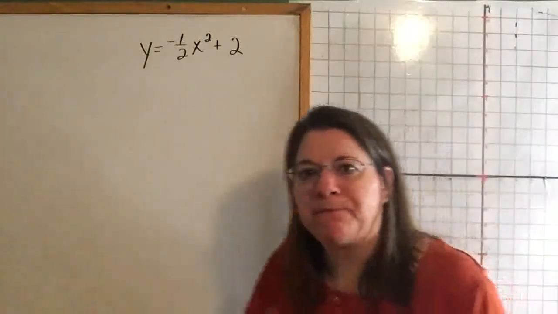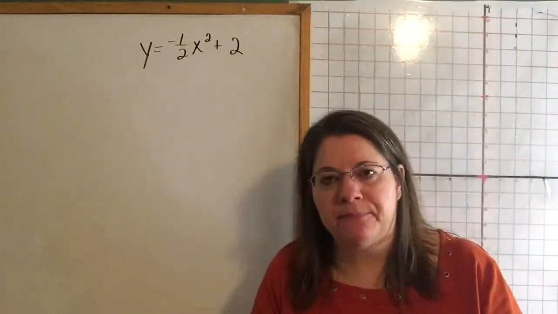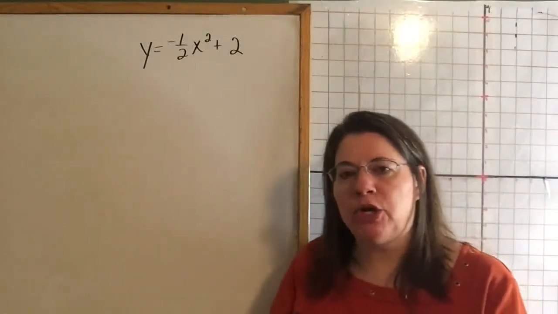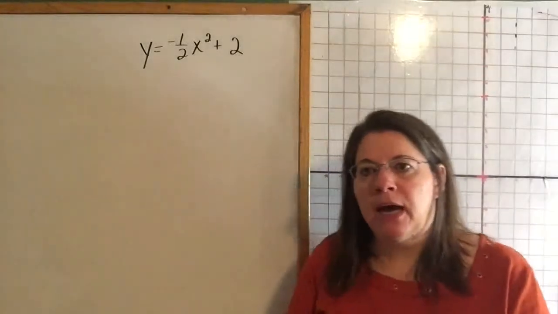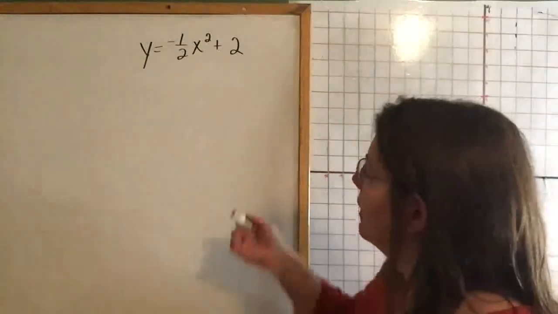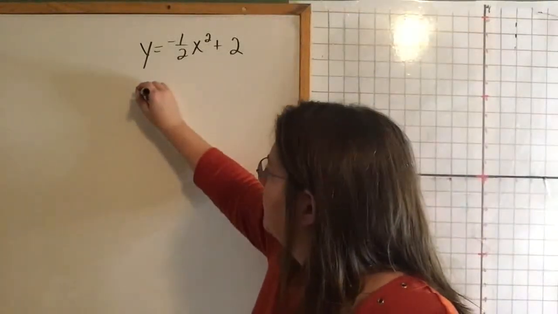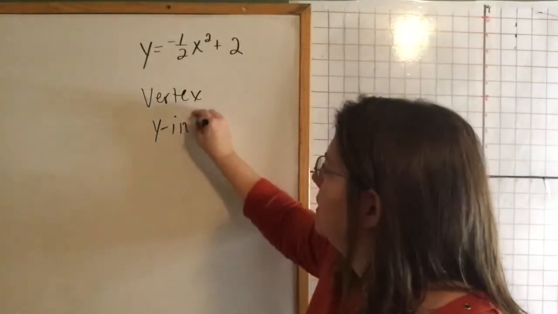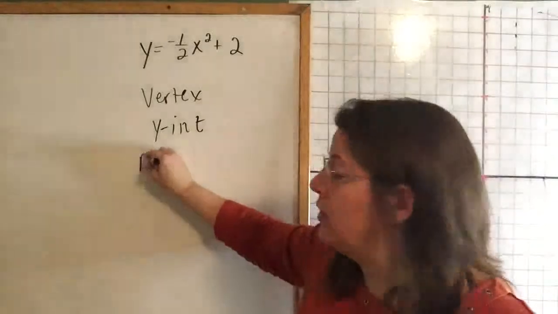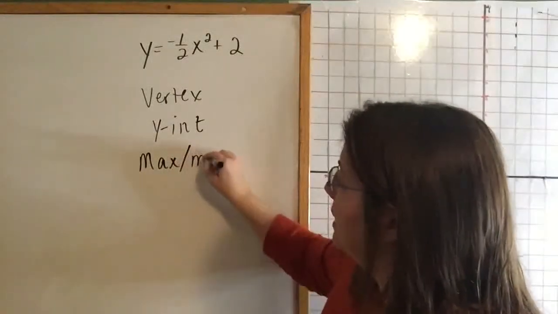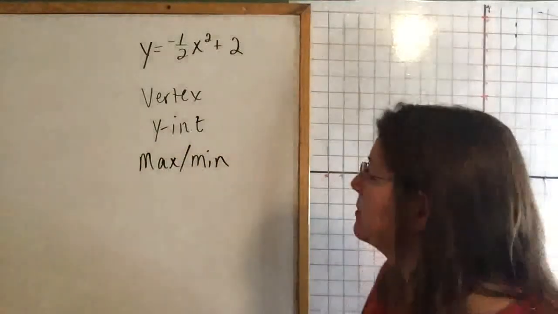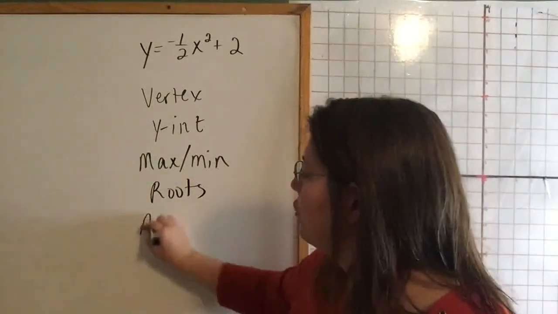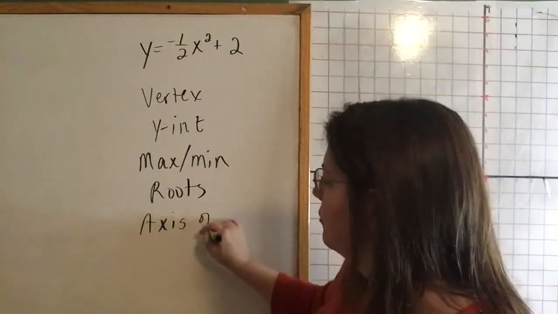So looking at this one, I want to graph it. I want to know what the vertex is. I want to know what the y-intercept is. I want to know what the roots are if I can find them, and what the axis of symmetry is. So let me write all that down. I want to find the vertex, the y-intercept. Let's find whether it has a maximum or a minimum and identify what that is. Let's try to find the roots if that's possible. And let's try to find the axis of symmetry.